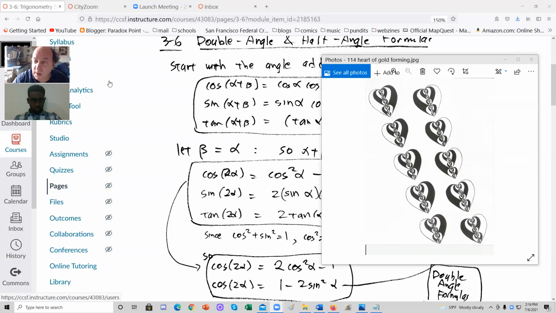This Zoom session is being brought to you by the fractal Heart of Gold forming. These are earlier versions. This is one stage later, one later, one later, one later, whatever.